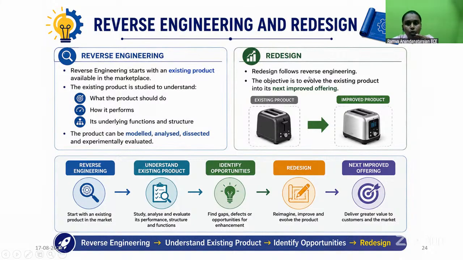So redesign follows reverse engineering. The objective is to evolve the existing product into its next improved offering. So you can look at the two pictures. The existing bread toaster does not have a digital display. Here it displays time and temperature so that the user will get a better idea. So this is the improved product now. So you deliver greater value to the customers and the market. So you start with reverse engineering, you understand the existing product, identify the opportunities, and then go for redesign.